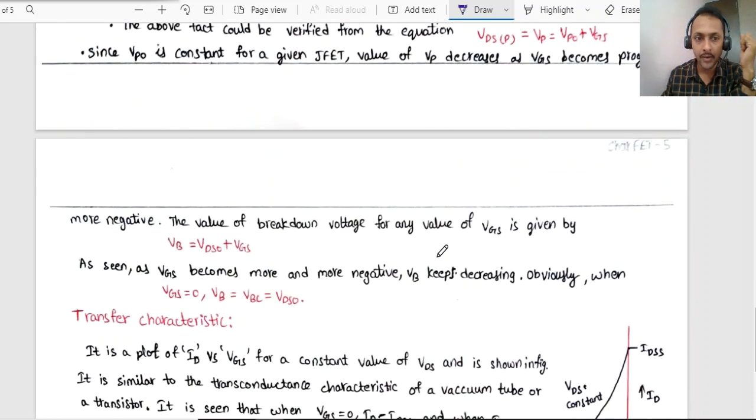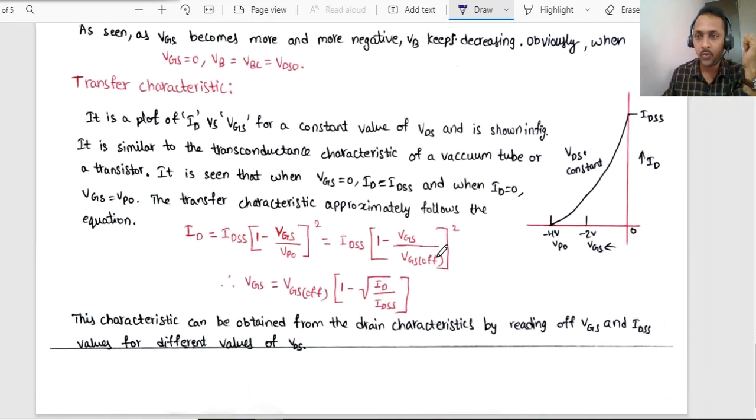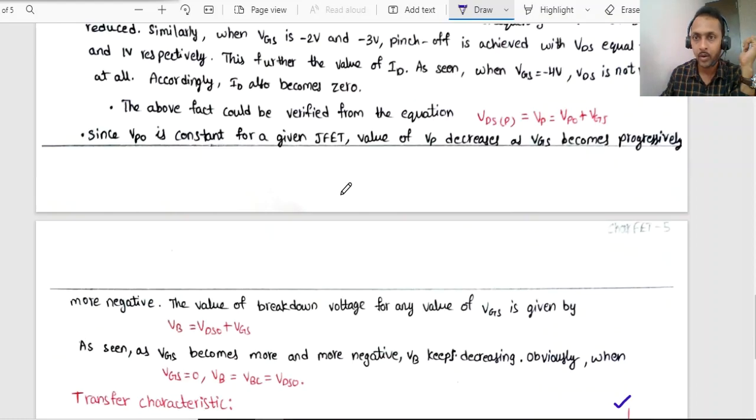And also we will discuss the transfer characteristics: between which two parameters the transfer characteristics of a JFET are to be plotted, in the sense what could be the x-axis variable and what could be the y-axis variable. All those things we are going to discuss in this video, right?